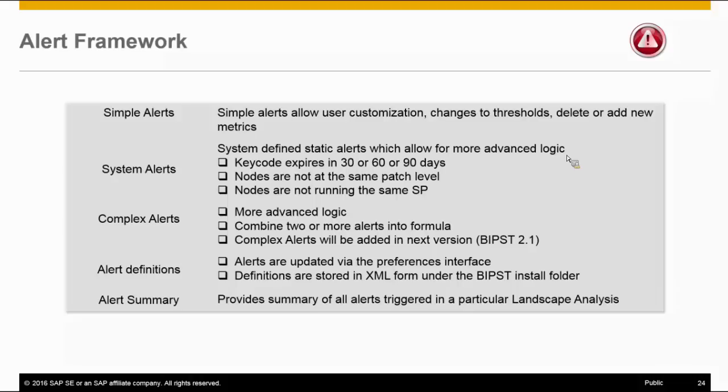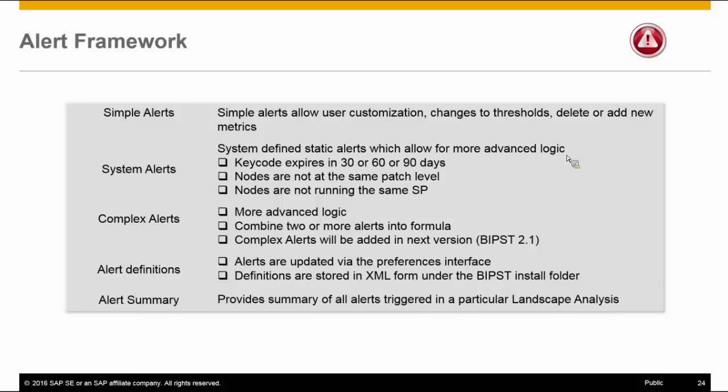And right now, in order to do those complex evaluations, we're using what's called system alerts. So we've hard-coded a number of alerts, such as key code expiring in 30, 60, or 90 days, or we take a look at all your BI nodes and check the patch history to see that they're all at the same build level, and if not, we throw a system alert. The system alerts aren't customizable, but once we move that logic into the complex alerts, you'll be able to customize those as well.